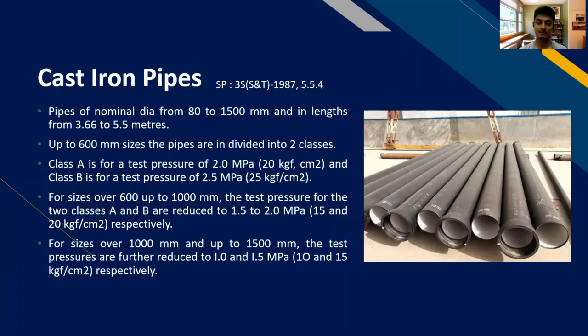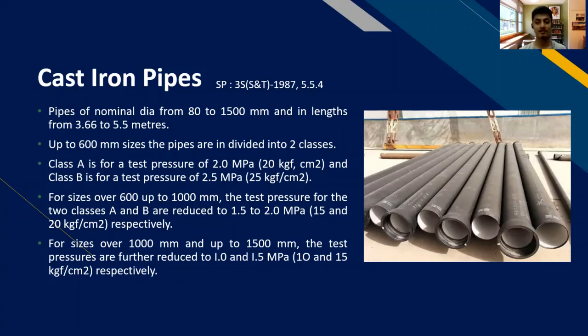So what is test pressure? Test pressure is the pressure at which pipes are tested once they are fixed at the site before their first usage. So class A is for a test pressure of 2.0 megapascal, and class B is for a test pressure of 2.5 megapascal. These were the pressure classes for sizes up to 600 mm.